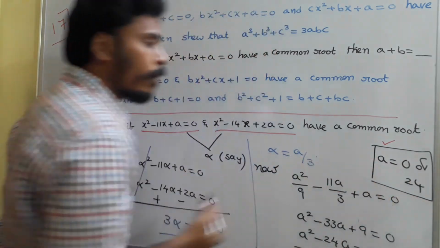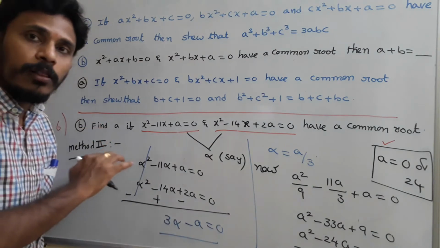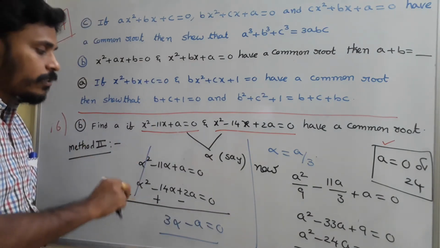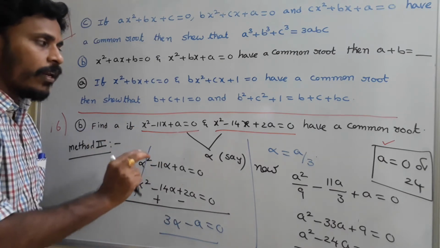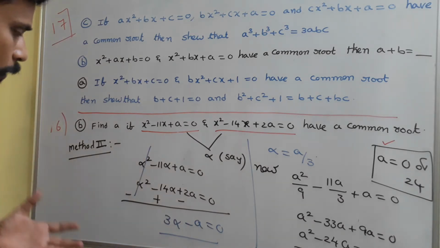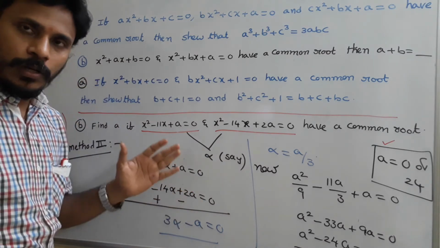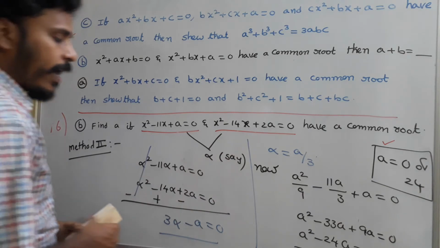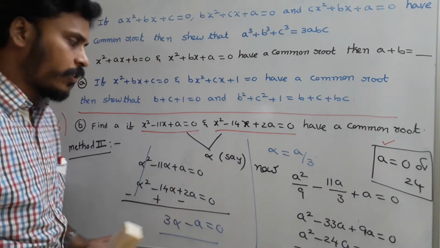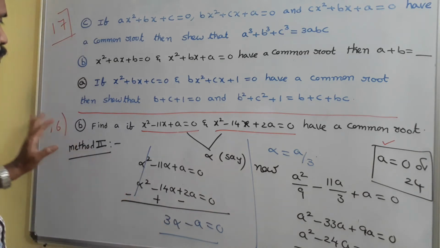In method 1 we solved the problem by using the condition on common root, and now I solved it without using that condition, with a regular procedure. Just have a look. So that's the way to solve the problem in two different ways. One is the direct way and the other one is the formula way. At the end your answer for this problem is 0 or 24. If you do it in any way, you will get the same answer. No problem. So this is 16b.